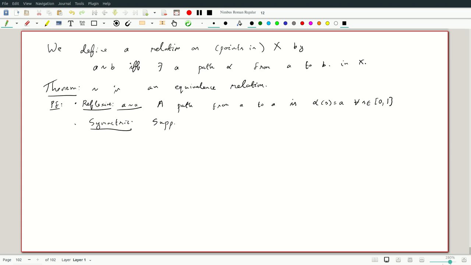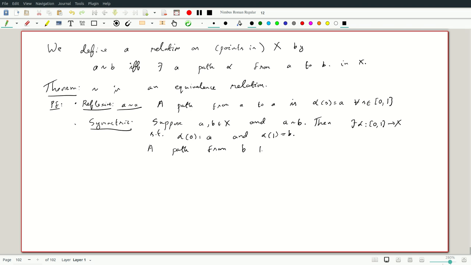Symmetric. So suppose A, B belong to X and A is equivalent to B. Then there exists alpha mapping [0, 1] to X such that alpha is from A to B. We can spell that out as alpha of 0 is A and alpha of 1 is B. So now a path from B to A in X is given by, just reverse your time.